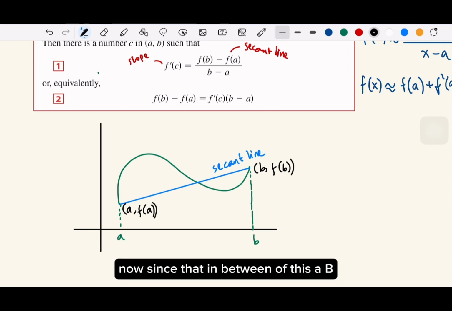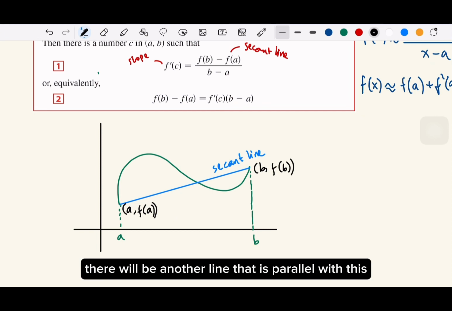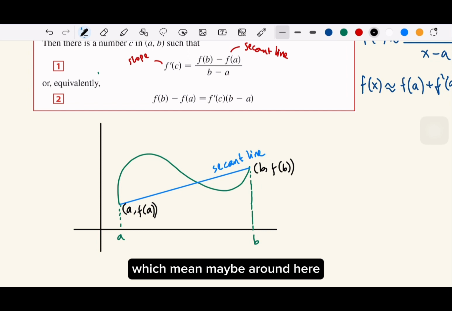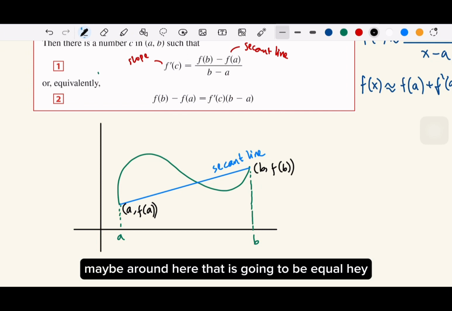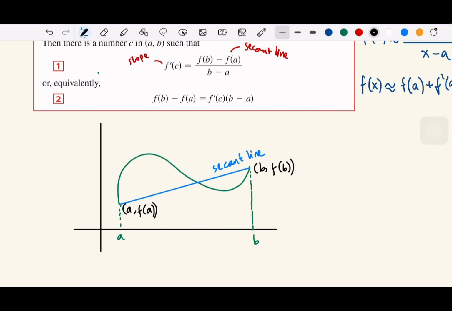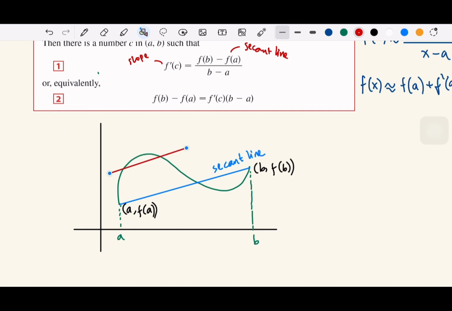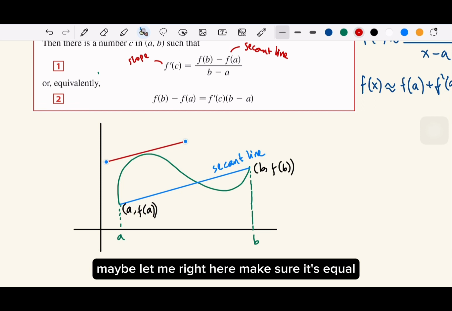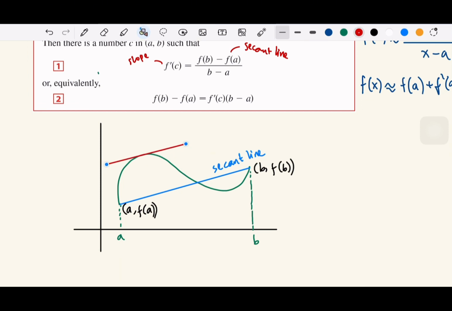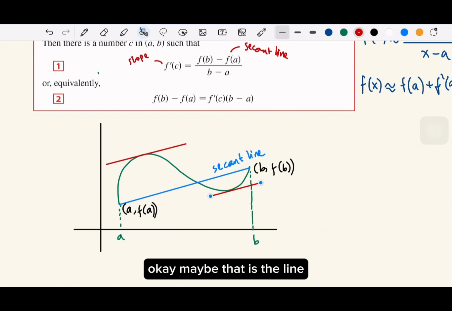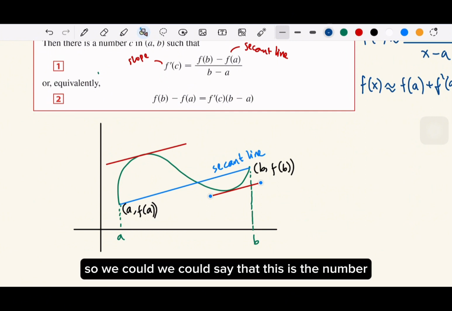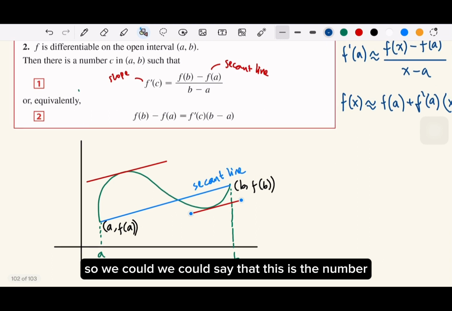Now it says that in between this A and B, see this secant line here? There will be another line that is parallel to this, which means maybe around here, that is going to be equal. So we are going to get this. Let me write here, make sure it's equal. Another one will be there. Maybe that is the line. So we could say that this is the number.